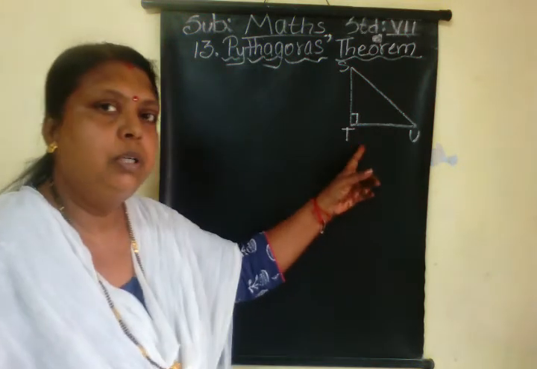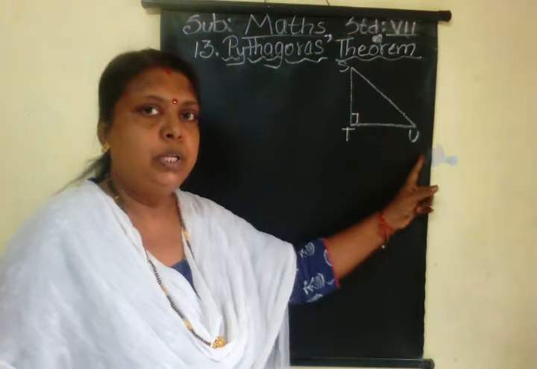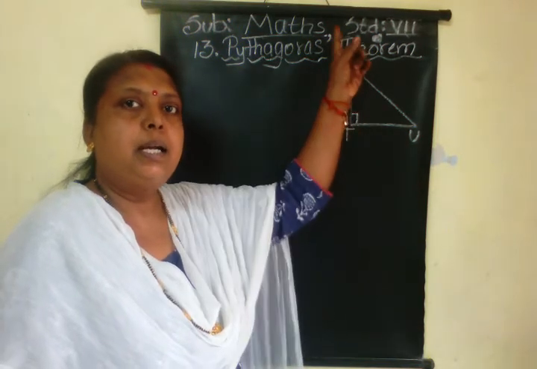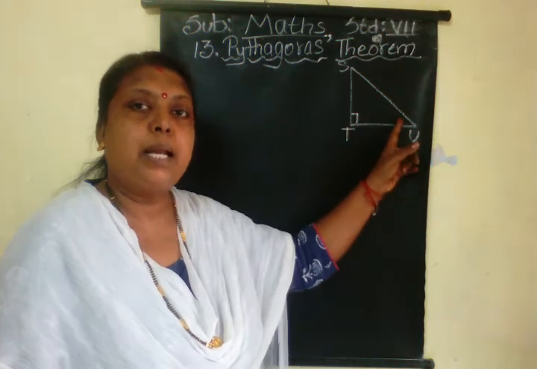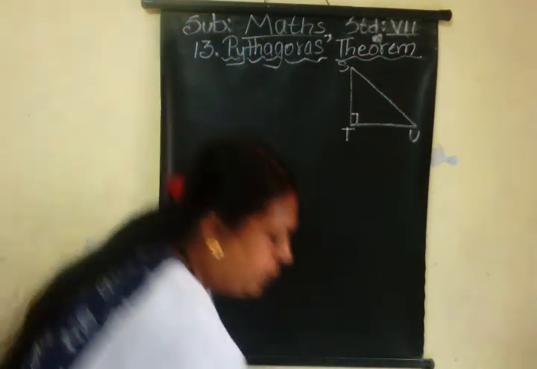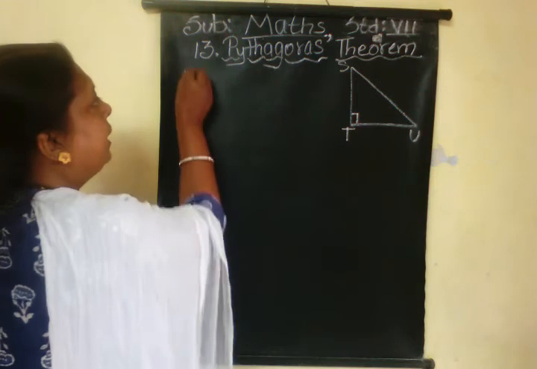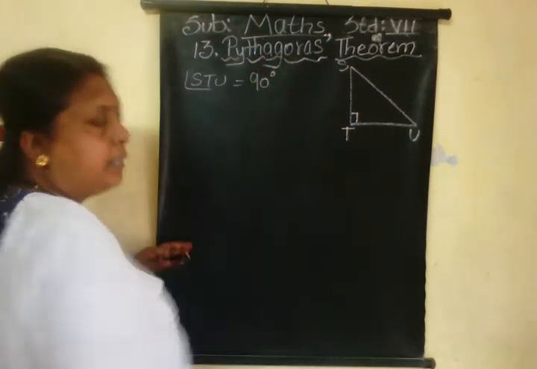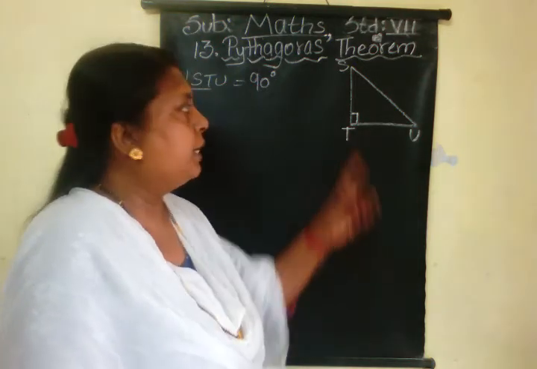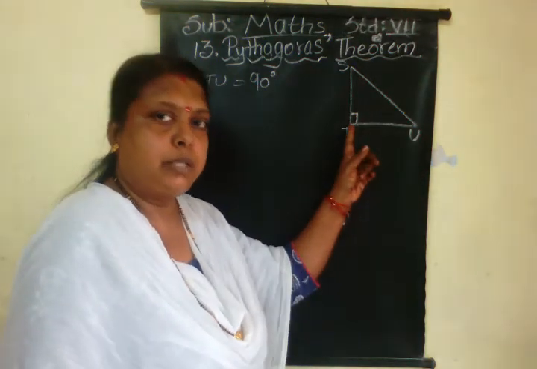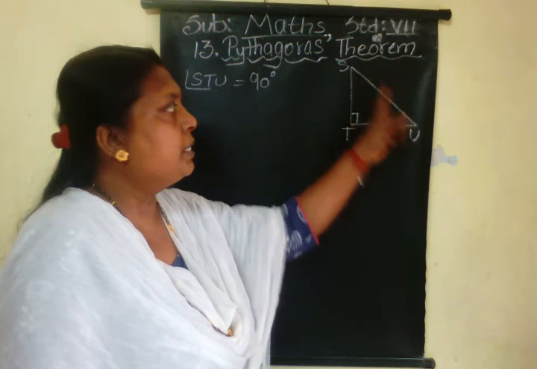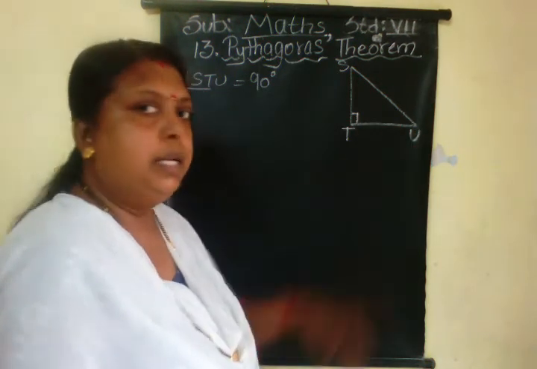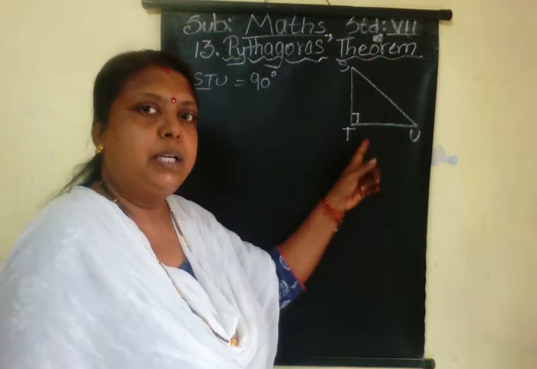Here on the board I have drawn triangle STU in which angle T is 90 degrees. Since it is 90 degrees, triangle STU is a right angled triangle. Okay. So in the figure angle STU is equal to 90 degrees, right? And we have also studied that the side which is opposite to this angle, that is side SU, is said to be hypotenuse. It is said to be hypotenuse and it is the longest side of the triangle.